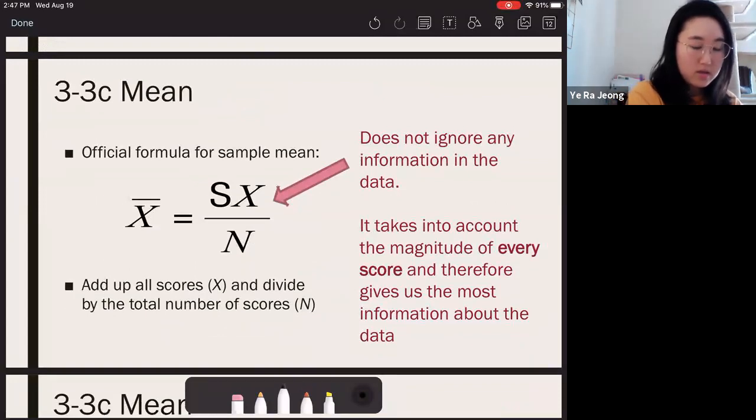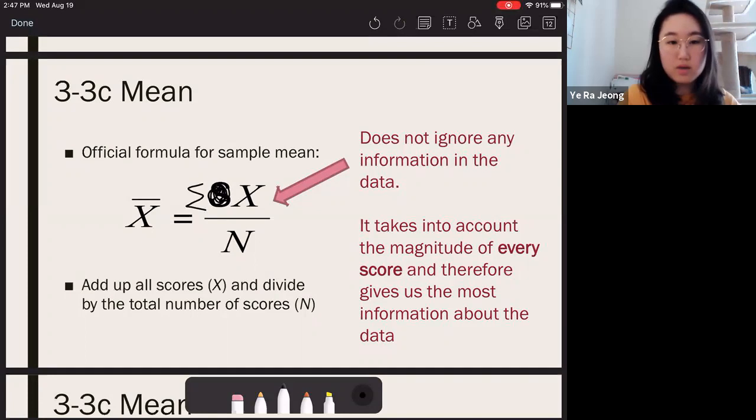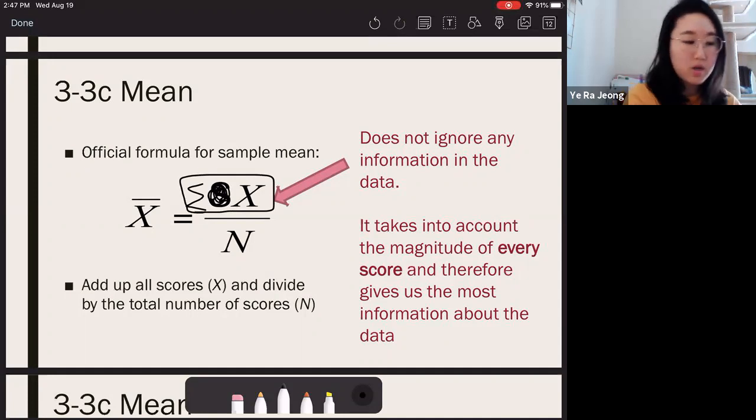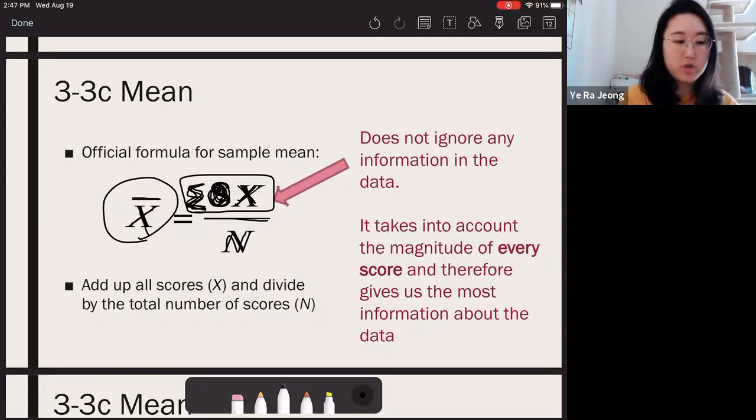I don't know why this symbol looks like this, but this S is actually supposed to be sigma, okay? So sigma x divided by n. Do you remember that we learned sigma x on the top, and it was also your homework question? You sum all the raw scores in your data set, you divide that by the total number of participants, and that's your mean. The statistical symbol for mean has a bar over the X. That means it's average, okay?